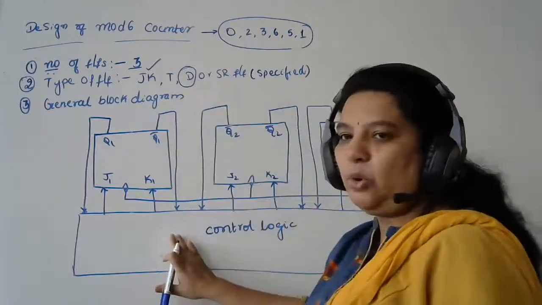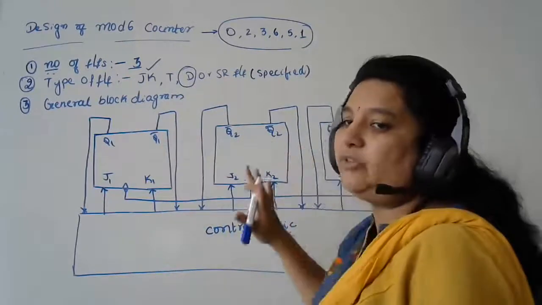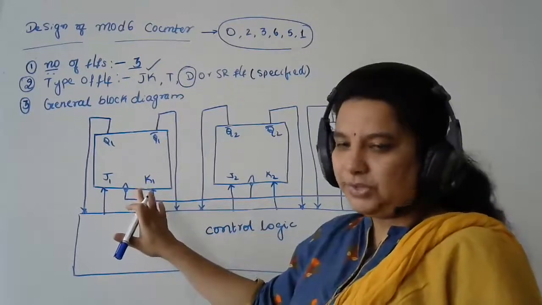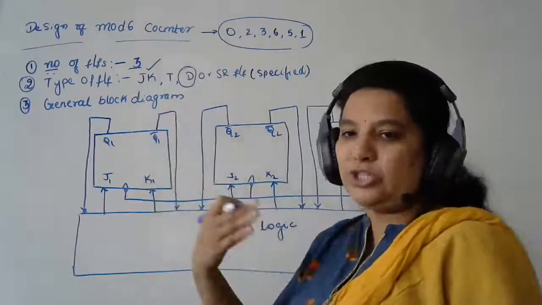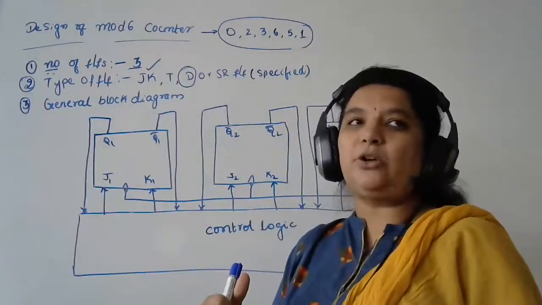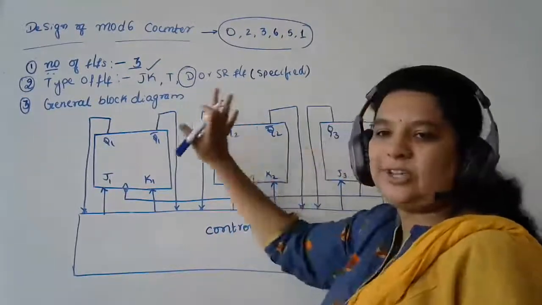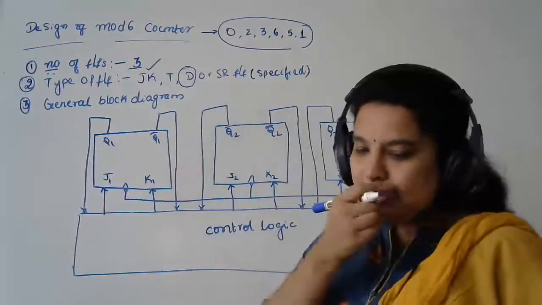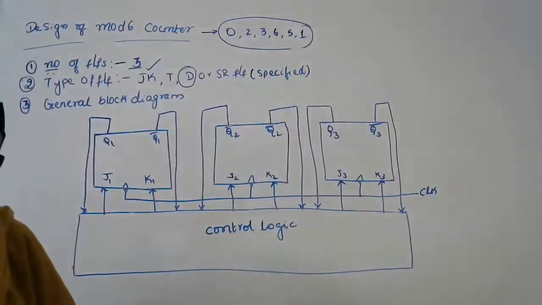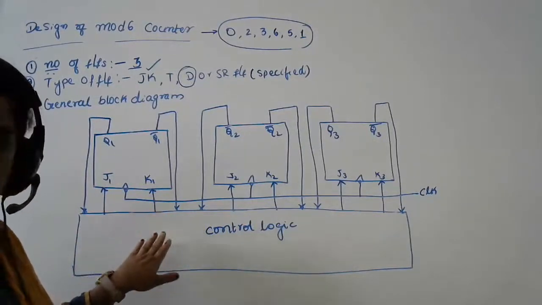Okay, then I'll go for the generalized block diagram using the JK flip-flop. I want 3 JK flip-flops to design my mod 6 counter. I'll take an input from the control logic in order to generate the present state. Then the output of the present state will again be given back to the control logic to generate the next state. So this is the general block diagram for designing a mod 6 counter. Any doubts? So now our agenda is to design the control logic.